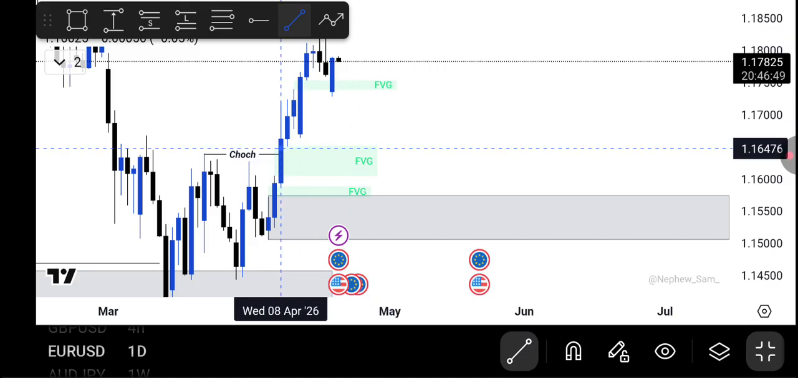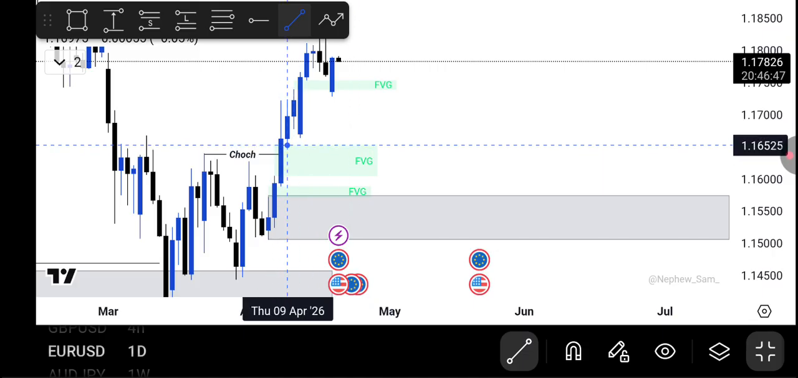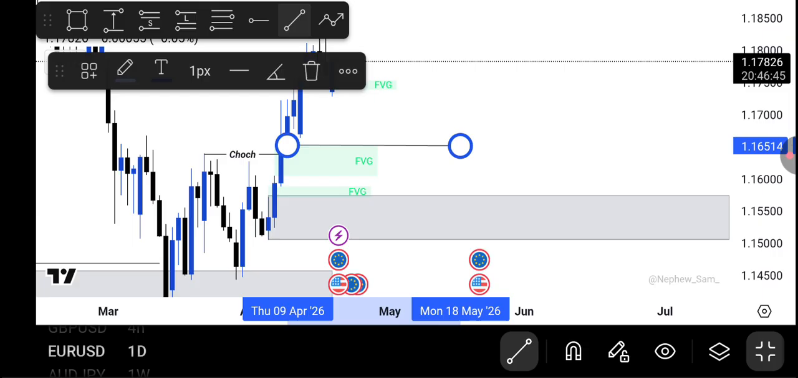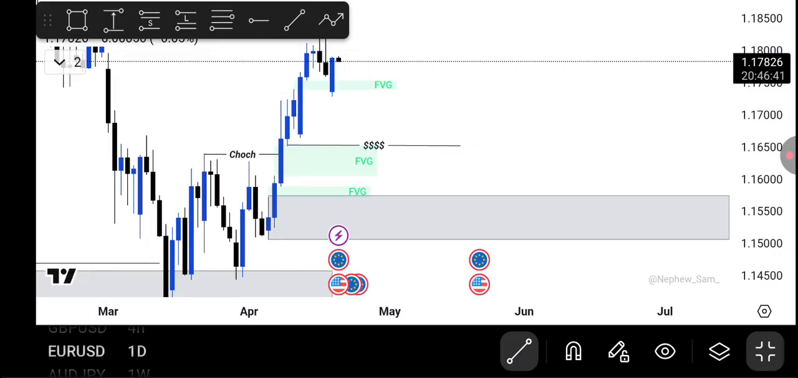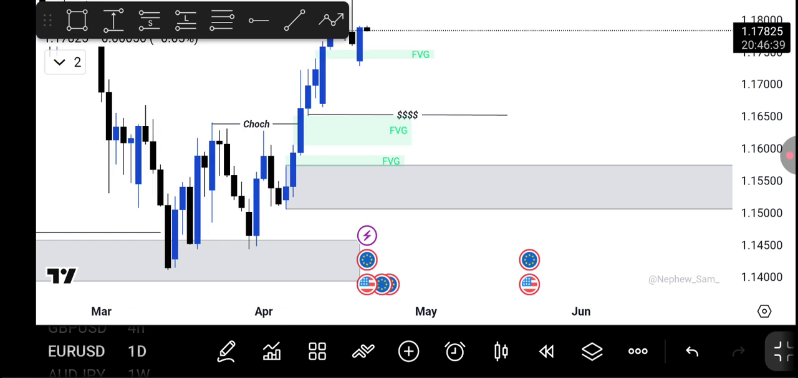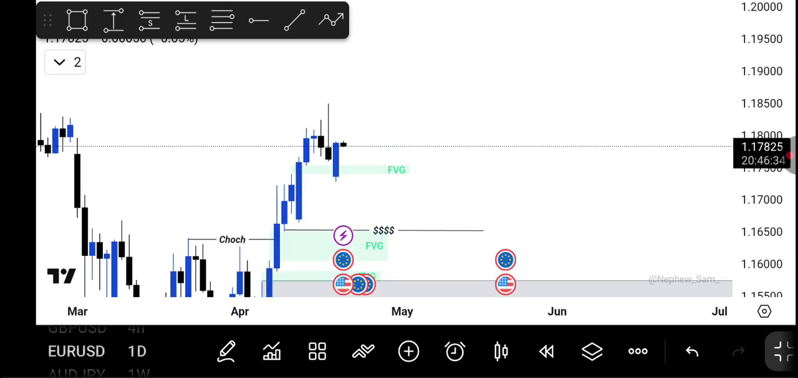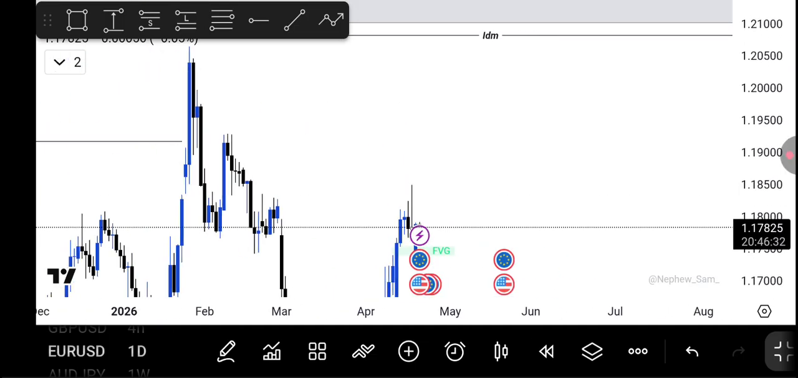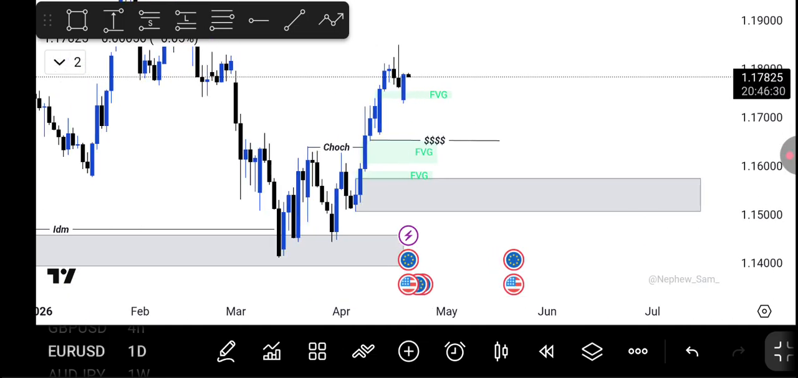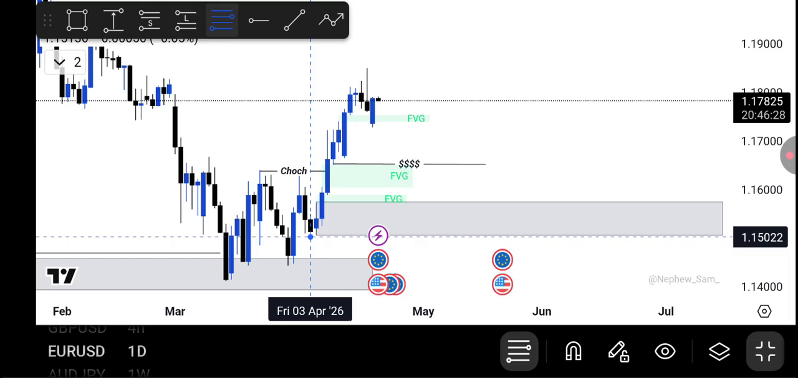And here is going to be our inducement, our liquidity area. For now, I'm going to call it liquidity area. So I'm going to use my Fibonacci tool.